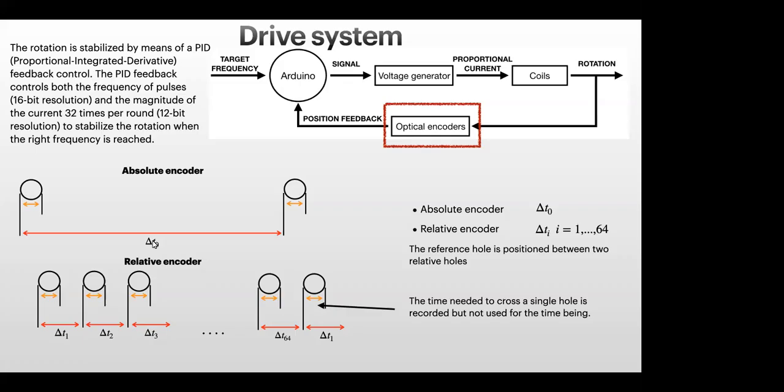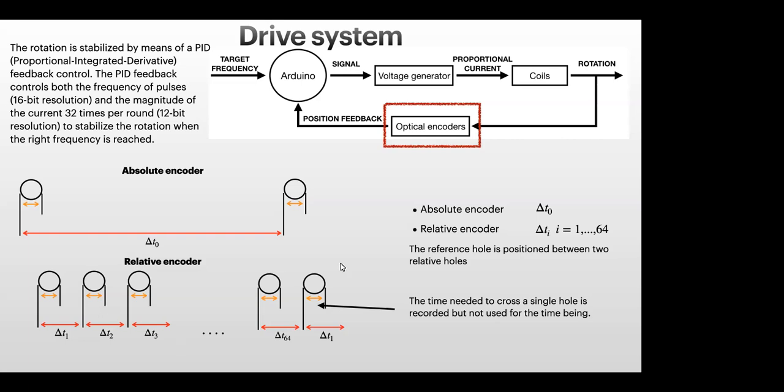needed for a single rotation of the rotor, and so of the alpha plate. Then we have a relative encoder that is composed by 64 slots. And as before, we read the time at the beginning of each slot. And so the delta Ti, so we have delta T1, delta T2, up to delta T64. Each delta T is the time needed from the beginning of one slot to the beginning of the following one.